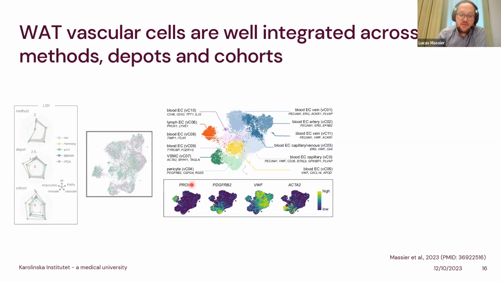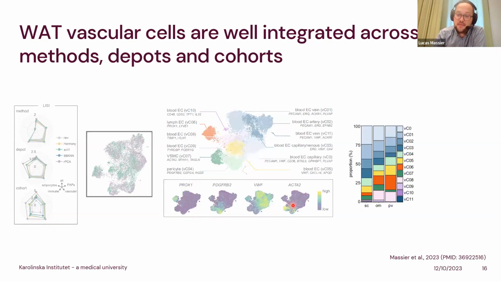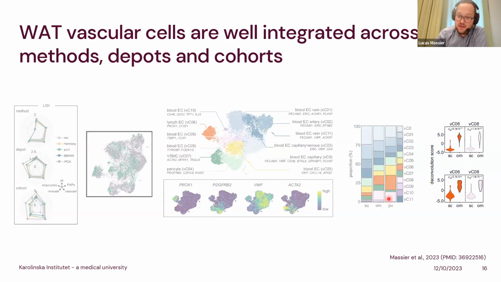And we see that for marker genes, for example, for lymph endothelial cells, pericytes, endothelial cells, and also vascular smooth muscle cells. And this integration then allows us to do some basic depot comparisons. And we see, for example, that the cluster of lymph endothelial cells, cluster 6 in orange, and also these kind of endothelial cells here in pink or purple, are upregulated in omental and perivascular adipose tissue. And we confirmed this by deconvolution of bulk sequencing data in independent datasets.